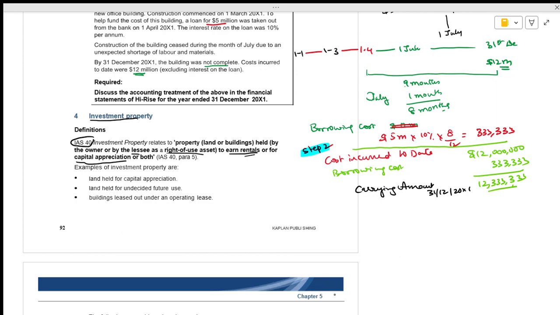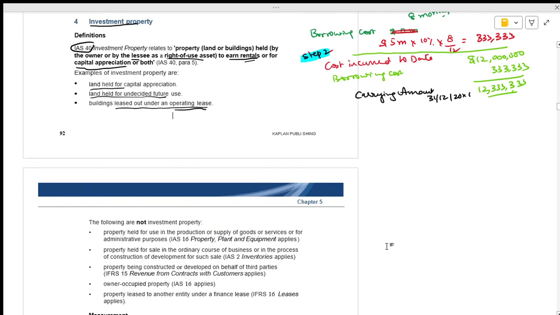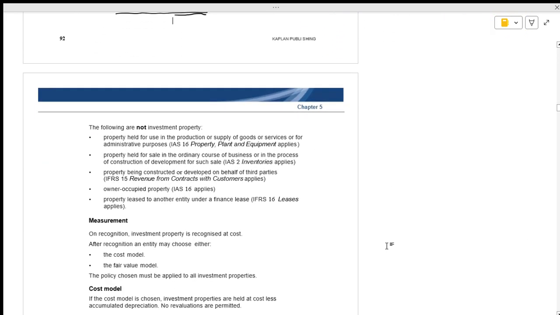Examples of investment property: land held for appreciation, land held for future use, buildings leased out on operating lease for a short term. These are the examples of investment property.